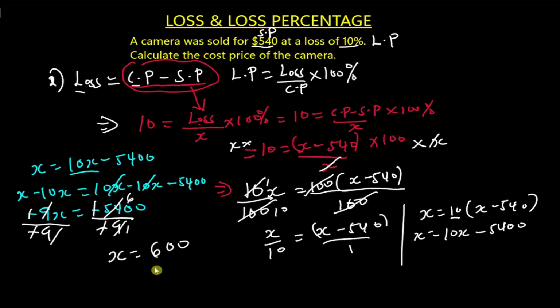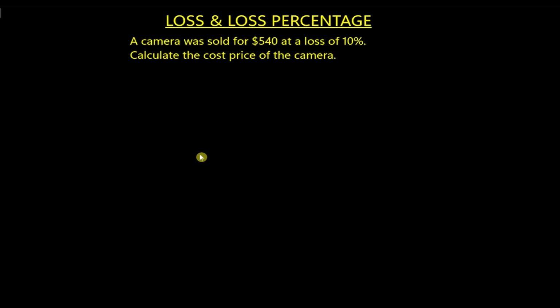Now the x that we were looking for was the cost price. So we can write, therefore, the cost price is $600. So when we use the formulas, we got $600. Now let's use the ratio approach. In the ratio approach, let's list out what the question gave us.